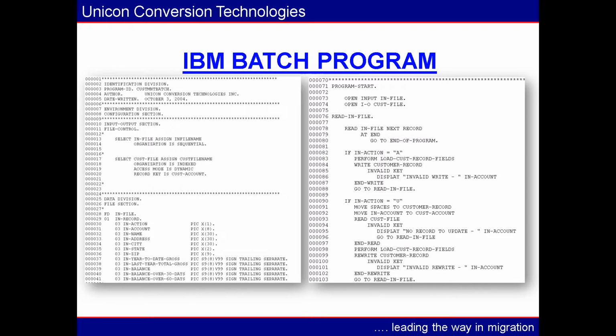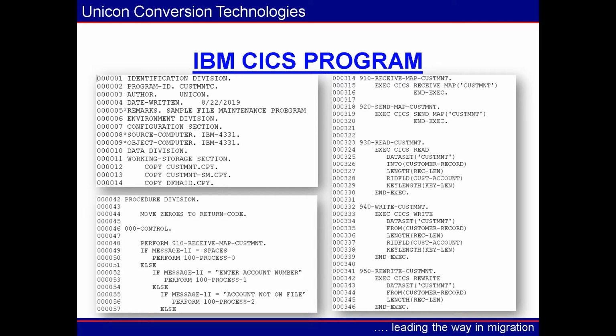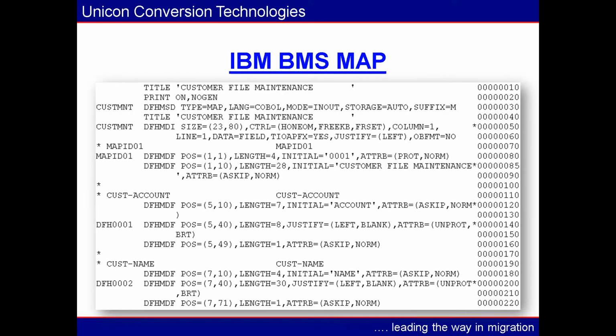The IBM batch COBOL program defines the input flat file, the VSAM index customer master file, and contains the logic to read the input file and update the customer master file. The IBM CICS program contains the logic to handle the BMS maps with EXEC CICS SEND and RECEIVE statements, and to update the customer VSAM index file with EXEC CICS READ, WRITE, REWRITE, and DELETE statements. The BMS map defines the formatting of the screen.